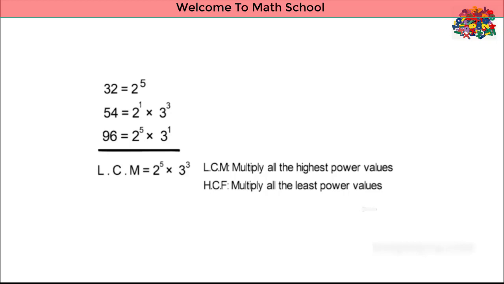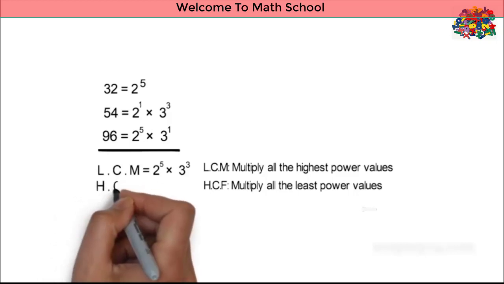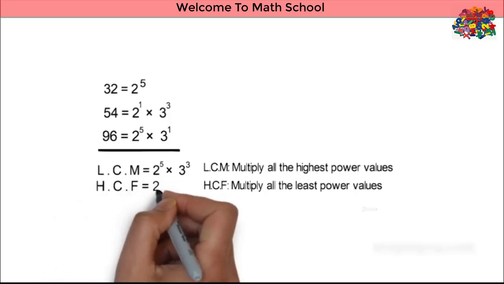Now for finding the HCF, take the least powers. So what are the least powers among the given numbers? 1 is the least power, so 2 to the power of 1. And what is the least power for 3? 3 to the power of 0, which is included with 32. So 0 is the least power. So HCF will be 2 to the power of 1 and 3 to the power of 0.